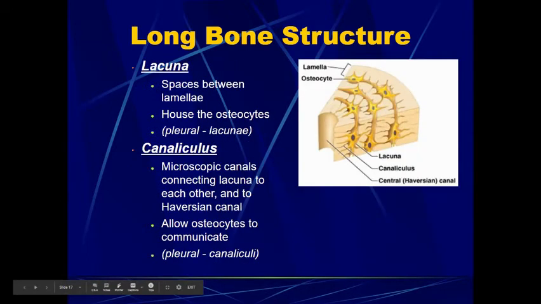Lacunae are spaces between the lamella, and that's where we're going to find the osteocytes. So you can see that there's spaces. The spaces will be filled with those bone cells. And then finally, the canaliculi are tiny canals that connect the lacunae to each other. And they can also then eventually connect to the Haversian canal. And what they do is they allow communication between the osteocytes.